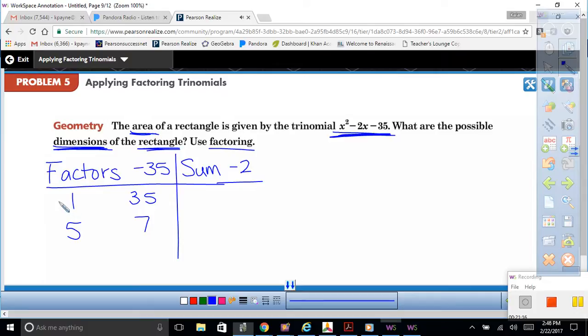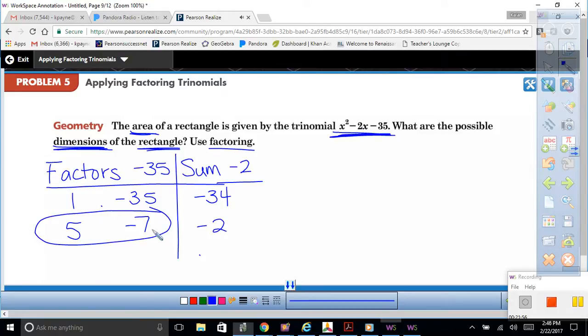You can guess and check, so you could try putting the negative on the smaller number. Let's see what happens there. We get a sum of 34 and a sum of 2. Neither one of those gives us the correct sum. So since that didn't work, just try putting your negative on the other number. 1 plus negative 35 is negative 34, not negative 2, and 5 plus negative 7 is negative 2.